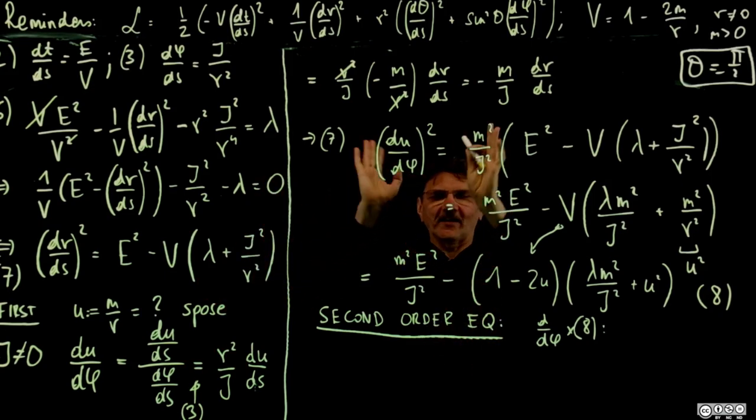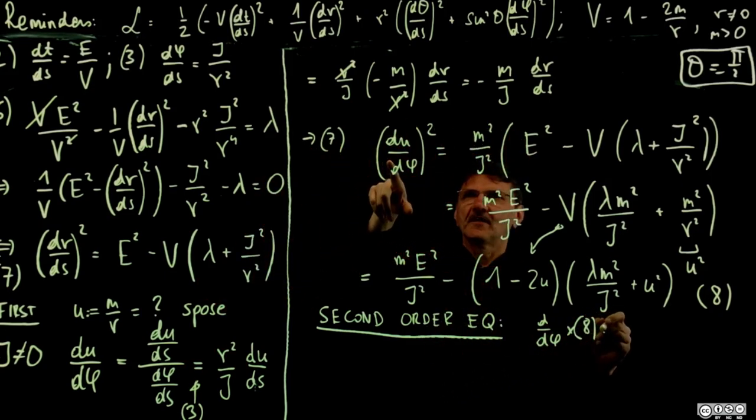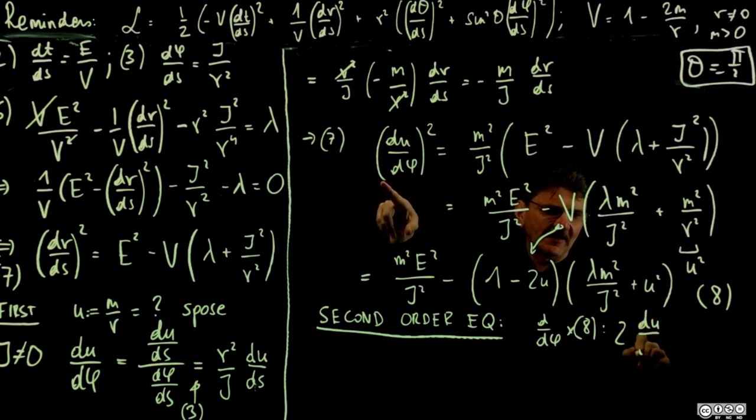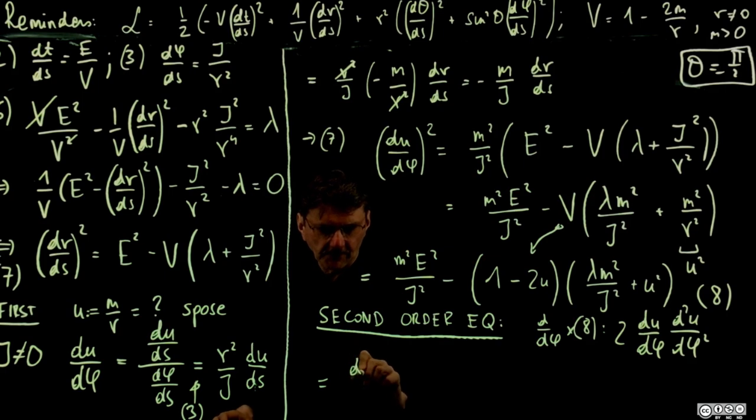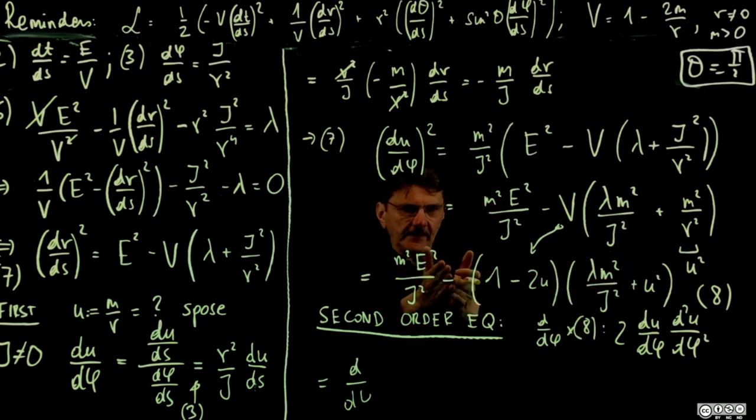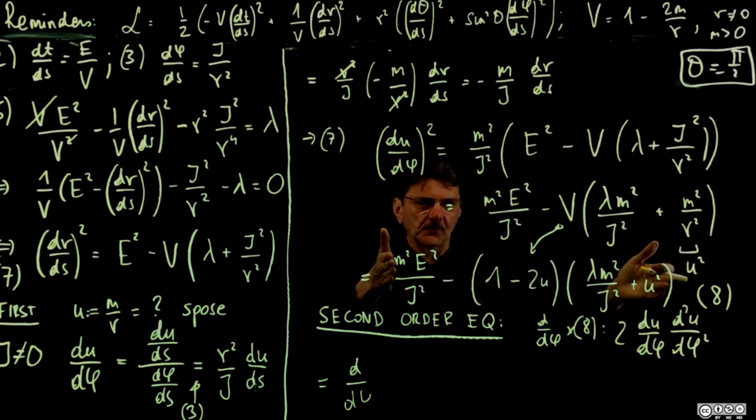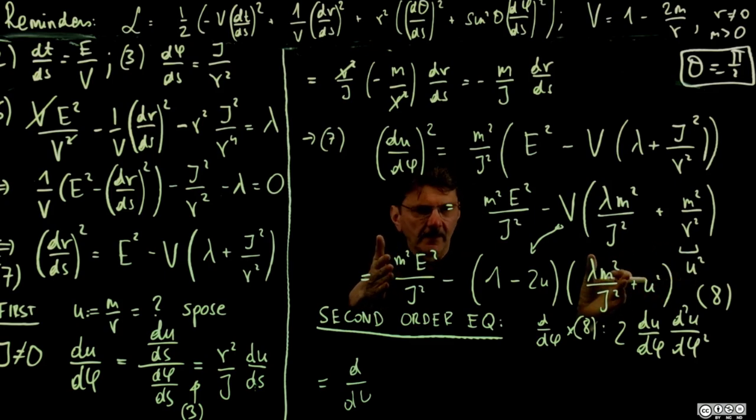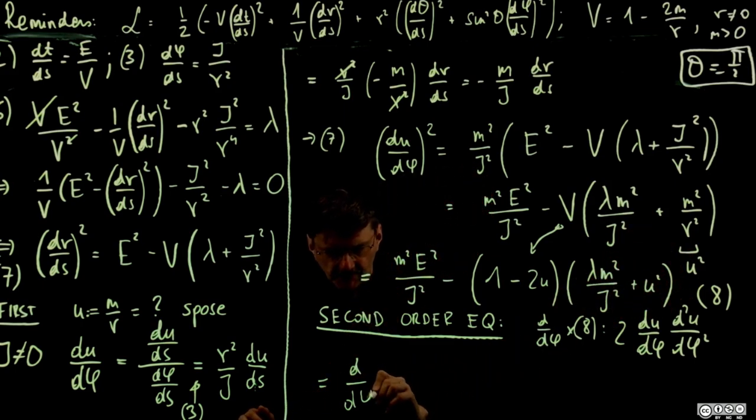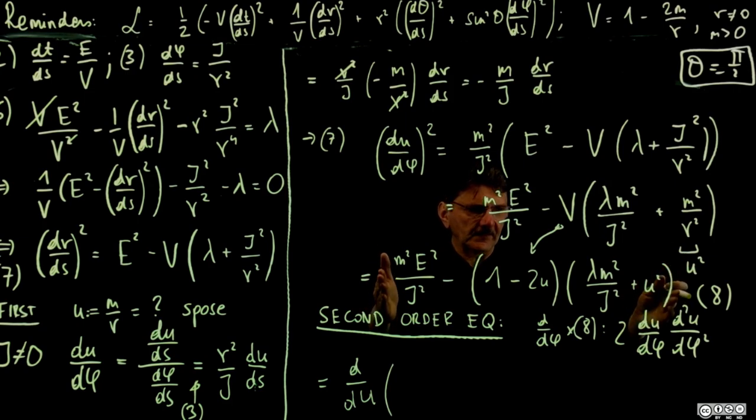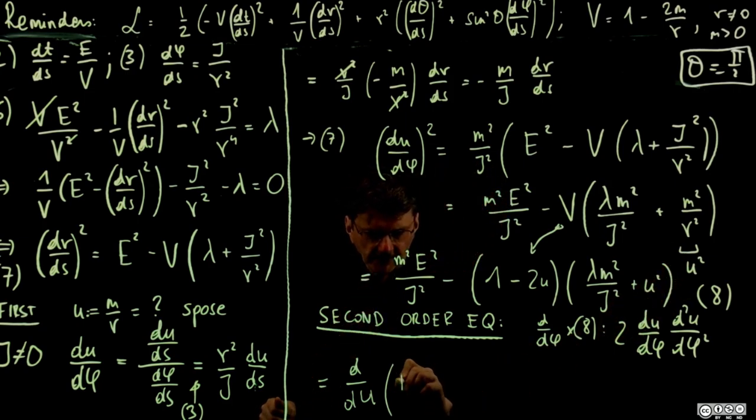Anyway, differentiate this equation, and for the left side we'll get 2 du over d phi times d2u over d phi square. I need to differentiate the right side with respect to phi. It depends upon phi through u, so I just do d over du of the right-hand side, RHS, times du over d phi.